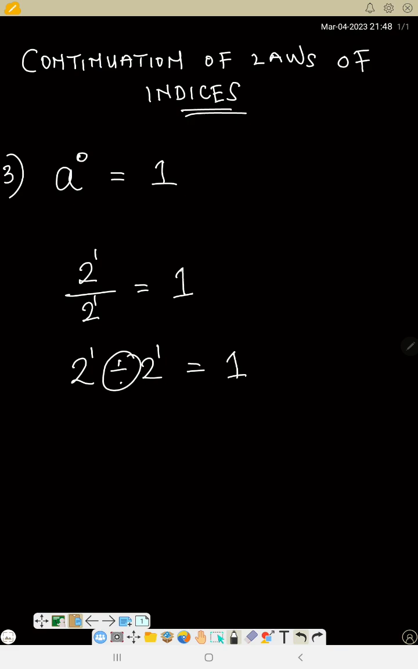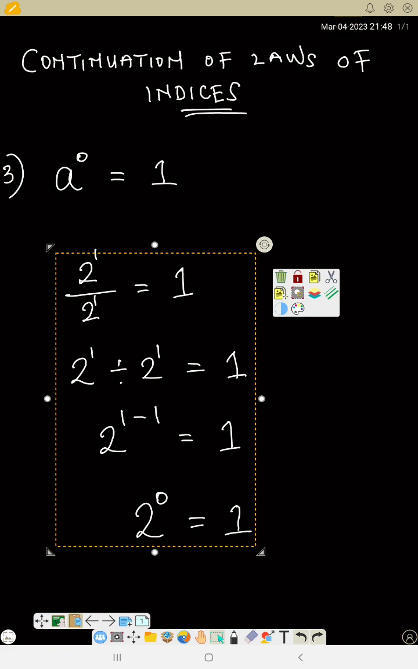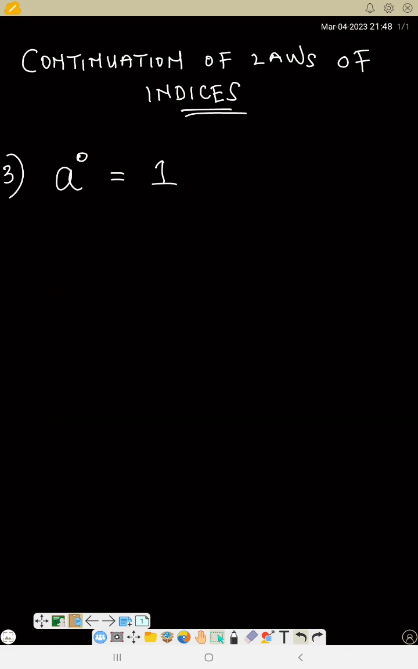Now based on the law of indices, division will turn to minus. So this is 1 minus 1, which is 0. Remember, you subtract the powers. So this is 2 raised to power 0 equals 1. Do you see now? Anything raised to power 0 is 1. It may not necessarily be 2. If I use any number, we are still going to get 1. That is why, instead of using numbers, we are using alphabets.